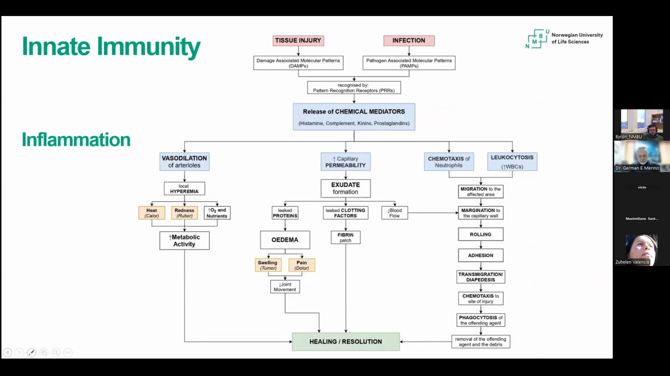The idea that I was telling before, so we have different issues, injuries or infection. We have different mediators. And at the end, we will see healing and resolution. These are more linked with the M2 profile. Chemotaxis is when you need to mobilize different cells. For instance, interleukin-8 is a really important chemokine.